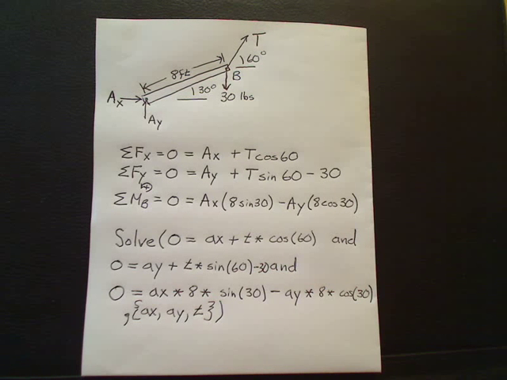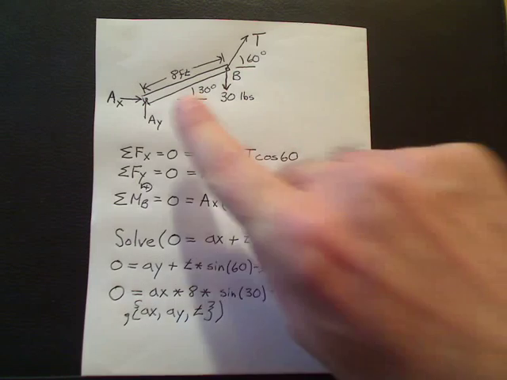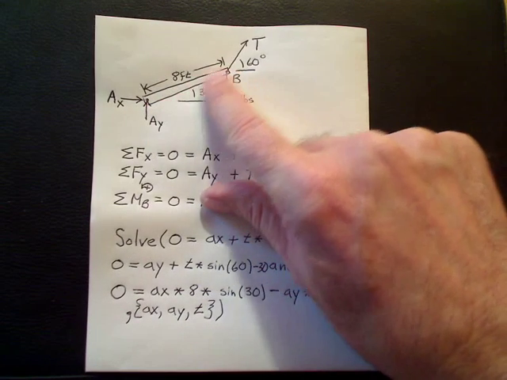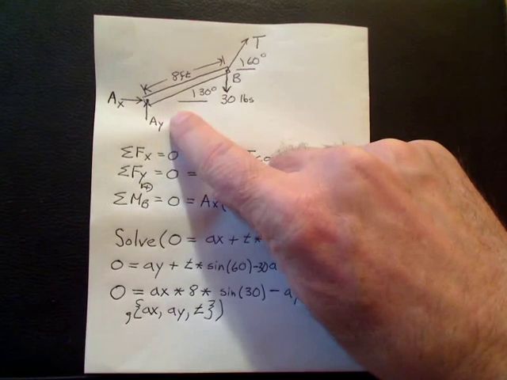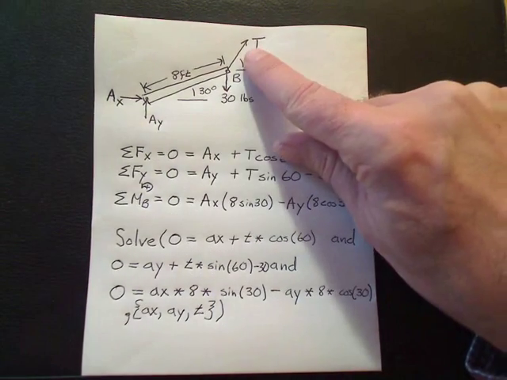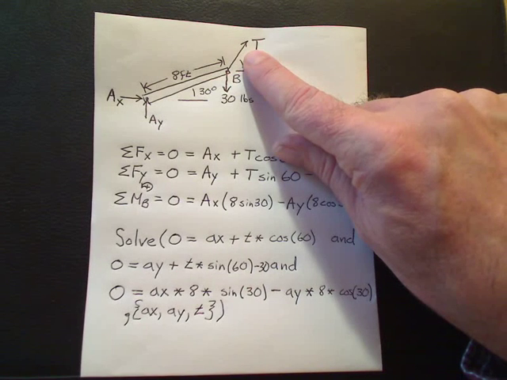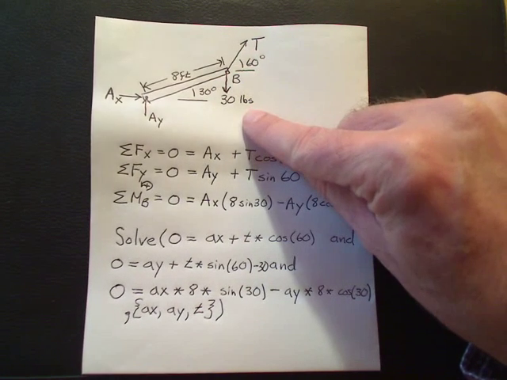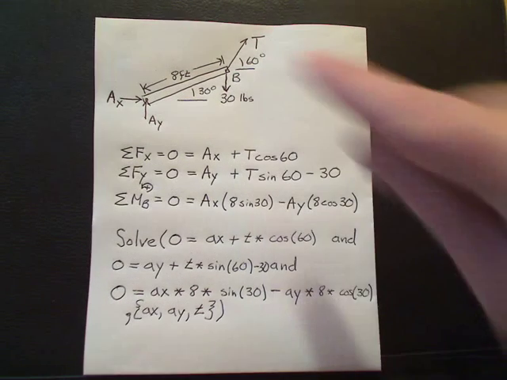I've created this little instructional video to help you understand how to solve a simple statics problem using the TI-89 calculator. I made this little bar that's 8 feet long. It's got a pin support at A, so A_X and A_Y reactions, and it's got a cable support at B with the tension angled at 60 degrees and a 30-pound load on it.